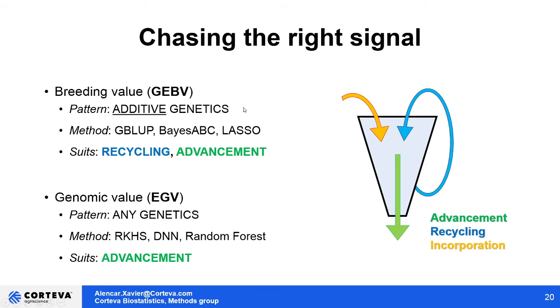So whenever you are thinking about doing recycling, you probably want to consider chasing the additive genetics, right? So you really care about breeding values when you're thinking recycling, because you really want those genetics that are heritable from one generation to the next. In this case, testing machines like GBLUP, BayesABC, and Lasso are very suitable for the task. They can usually be used for advancement as well, as they perform reasonably well for advancement. But if you're thinking more on the advancement side and product placement, then there are not necessarily restrictions on incorporating other machines that are not necessarily linear. And here I'm giving an example of RKHS, DNN, and random forest, because what you really want is to get as accurate as possible on that G by E component in product placement.